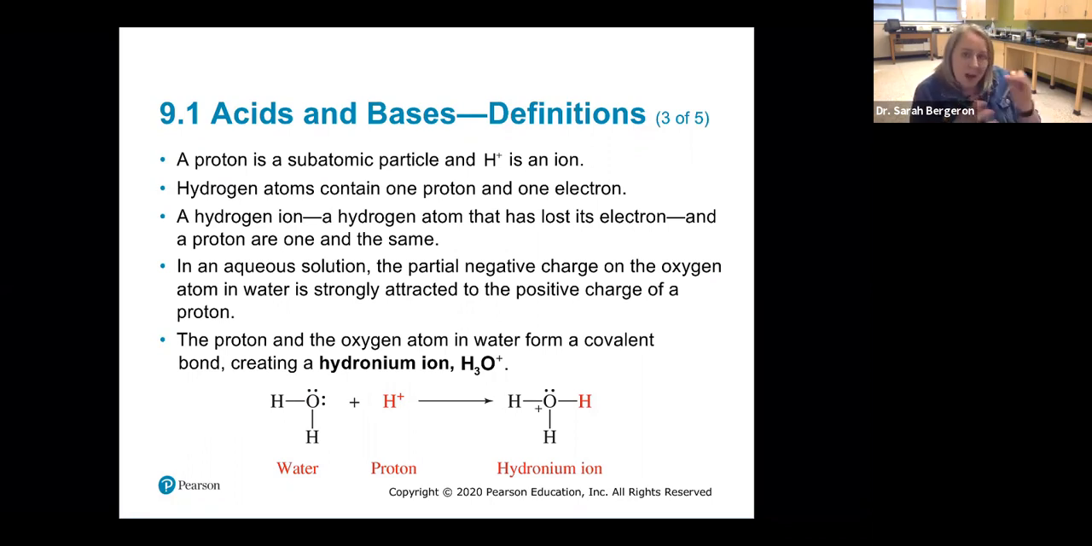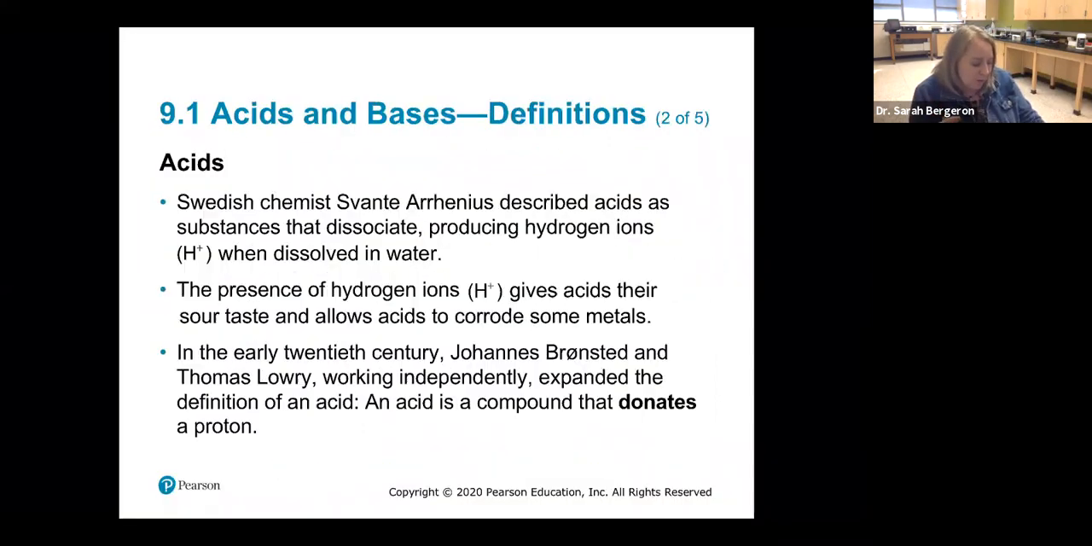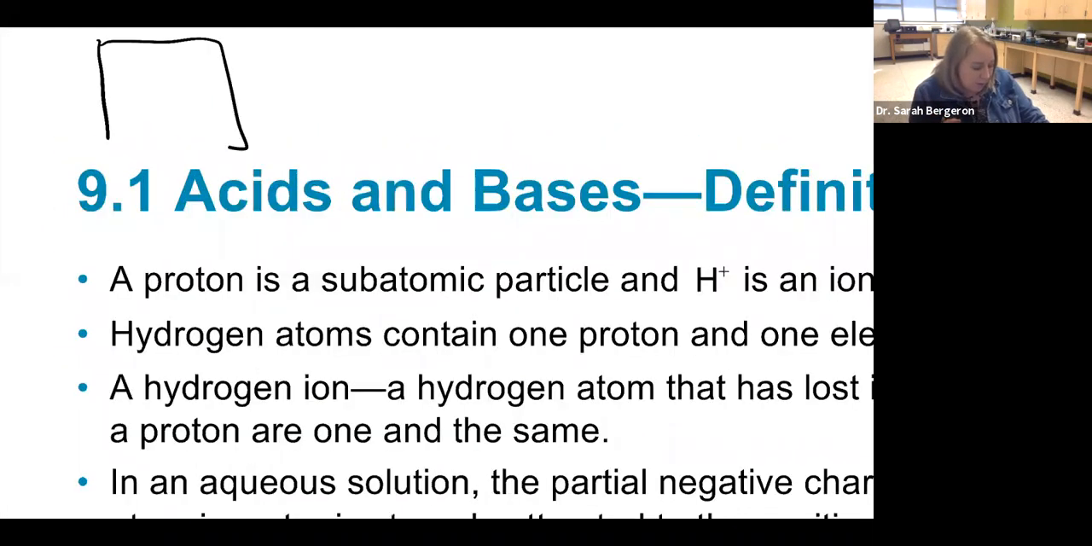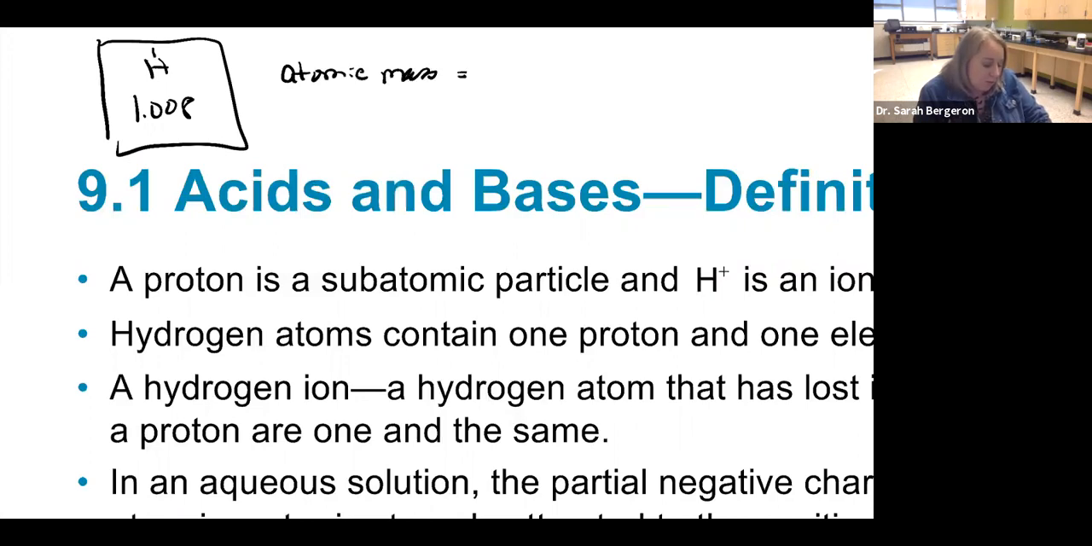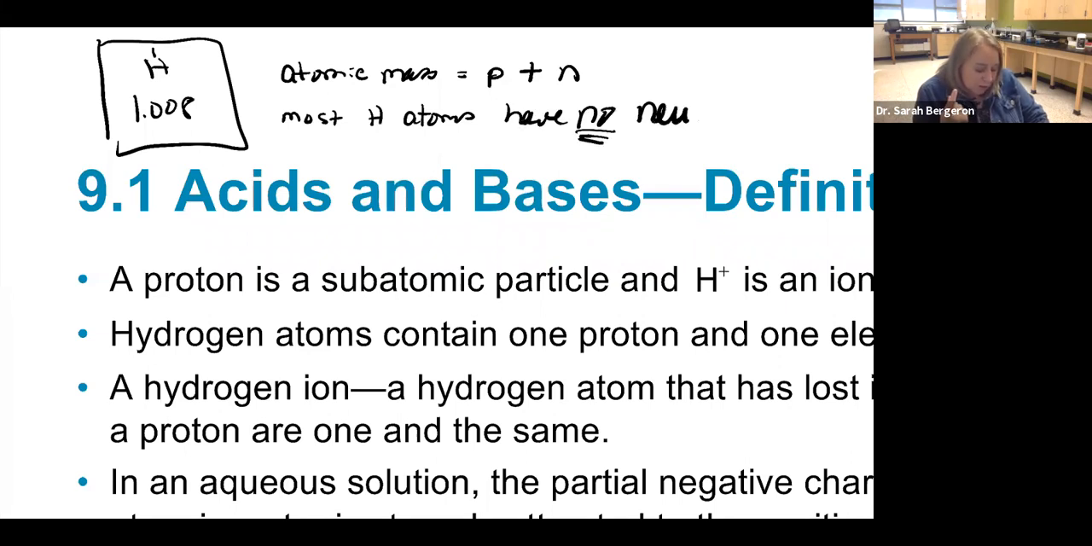So if we talk about hydrogen atoms, if you go look on the periodic table, a hydrogen atom is going to look like this, right? It's a 1. And then it has a number down here, 1.008. That's the atomic mass. The atomic mass is equal to protons plus neutrons, right? So if it has an atomic mass of about 1, what does that tell you? It's the average atomic mass. What does that tell you? It tells you that most hydrogen atoms have no neutrons, right?